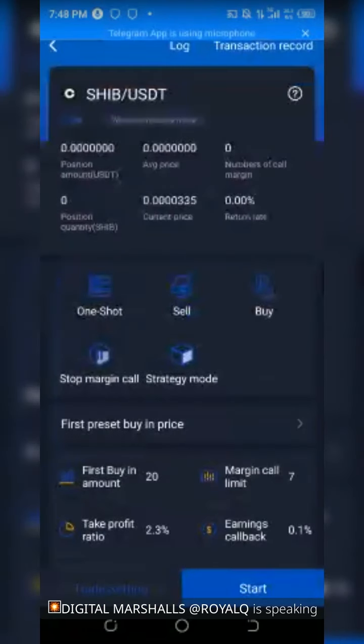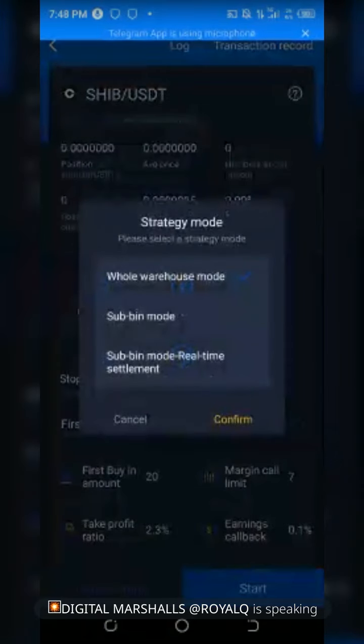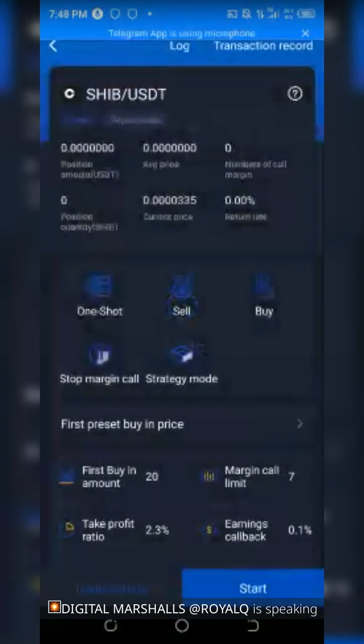Good. And then always remember to change your strategy mode to what? Sub-beam mode, real-time settlement. Then you confirm. And that's it. This is how we set a trade on cycle. And you can leave this trade for the next 6 months. The bot will be buying and selling, buying and selling, 24/7, 365 days in a year. Isn't that wonderful? So this is how we set trade on cycle mode.